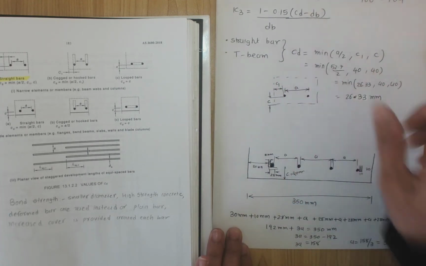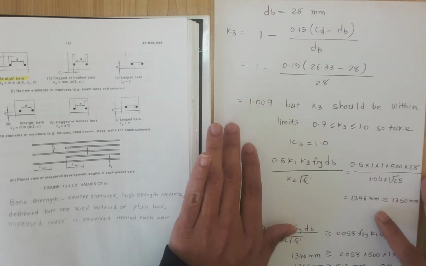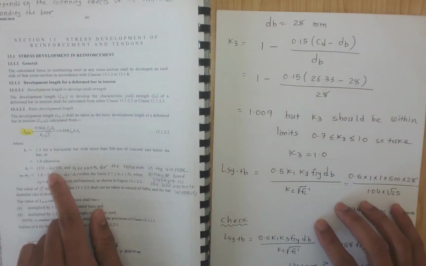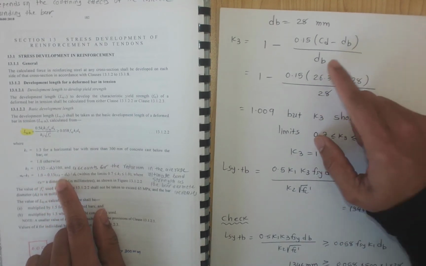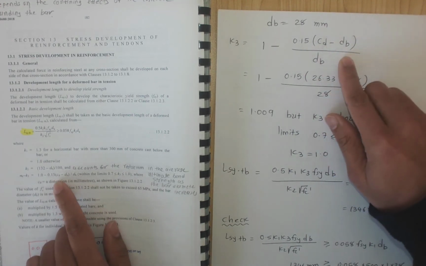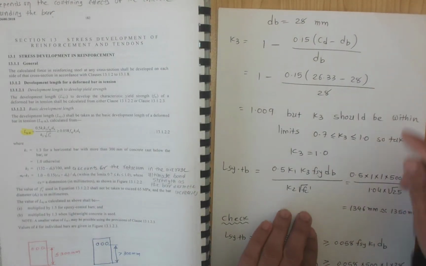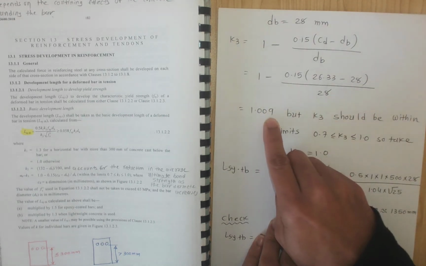Now we know dB is equal to 28 millimeters, that is the bar diameter given in the questions. If I get the K3 equation from this standard, K3 is 1 minus 0.15 times (CD minus dB) over dB. So this is the equation given for K3. If I substitute the value CD that we just found, 26.33, and take away the bar diameter 28 over 28, it gives me K3 equal to 1.009.